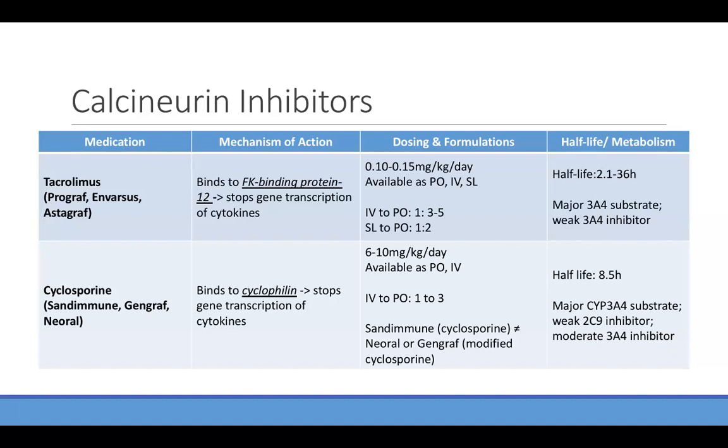So tacrolimus's half-life is very variable, and that's why it requires therapeutic drug monitoring.